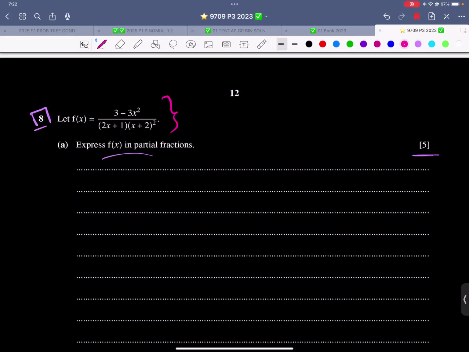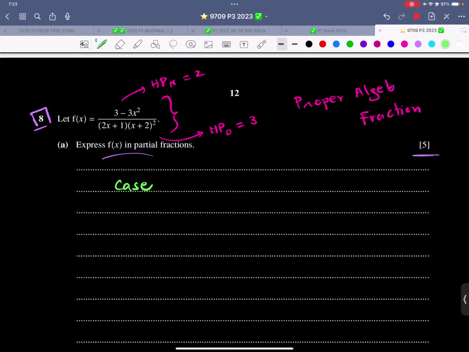So now, first of all, realize this. What kind of fraction is this? The highest power of the numerator is 2. The highest power of the denominator after multiplication is 3. Yes, it's a proper algebraic fraction. The next thing that we need to consider is this, which case of partial fraction is this?